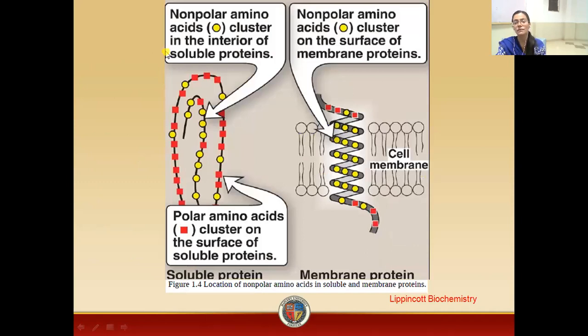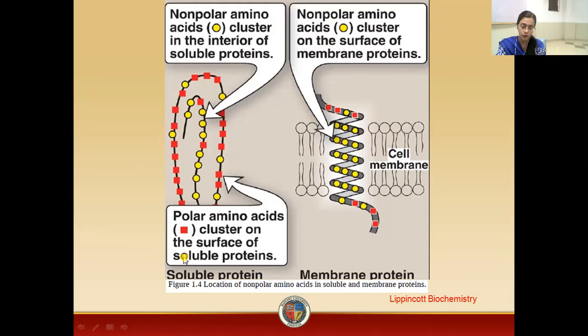Again, this figure represents the nature of the amino acids and the nature of the environment in which they are introduced. The yellow circles represent non-polar amino acids. In an aqueous solution, they will cluster in the interior of the protein, thus making a three-dimensional structure. While in a lipid soluble, non-aqueous environment, these amino acids will cluster on the surface of the protein, thus interacting with the cell membrane.